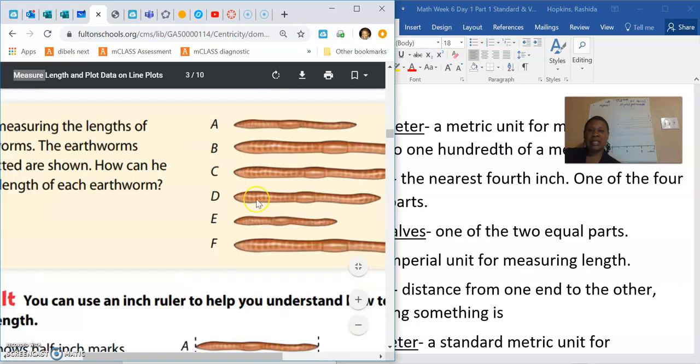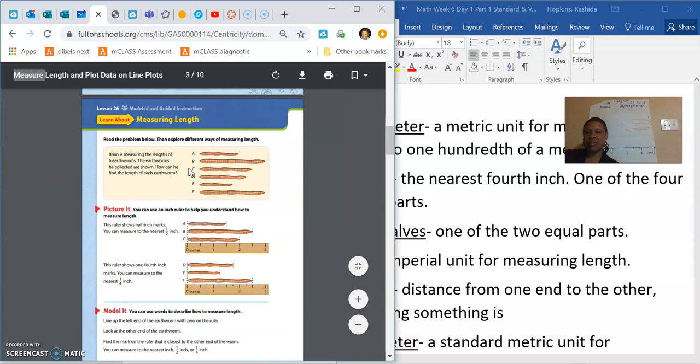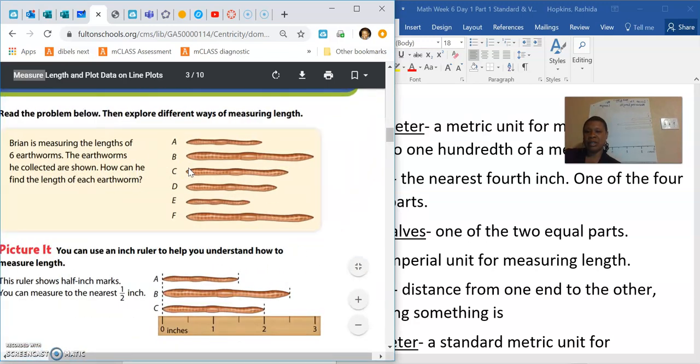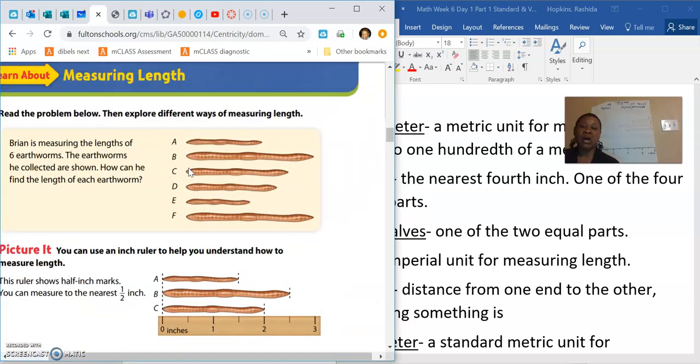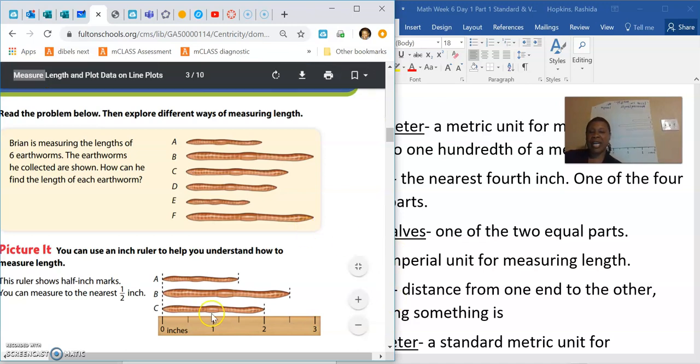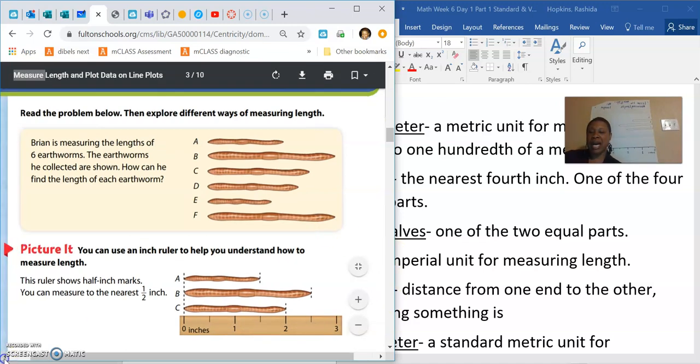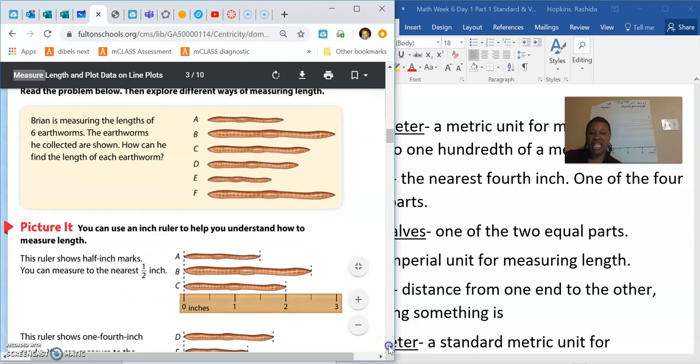We're going to figure out how. If you were answering that question out loud, hopefully you said with a ruler. Okay, so let's picture it. You can use an inch ruler to help you understand how to measure length. This ruler shows half-inch marks, and you can measure to the nearest half inch.